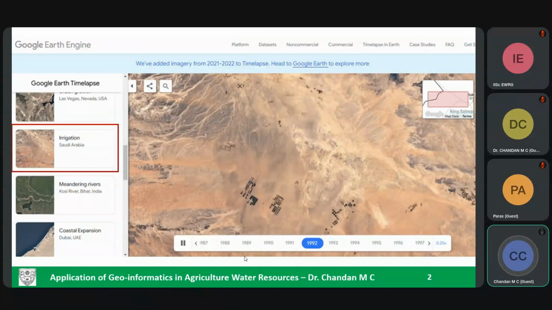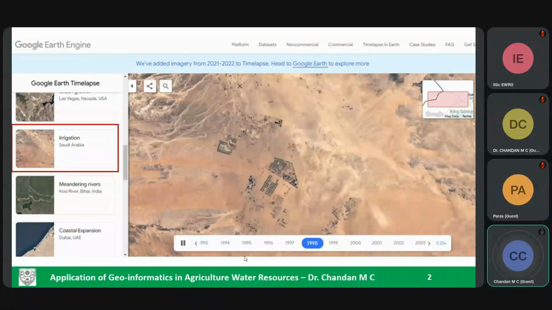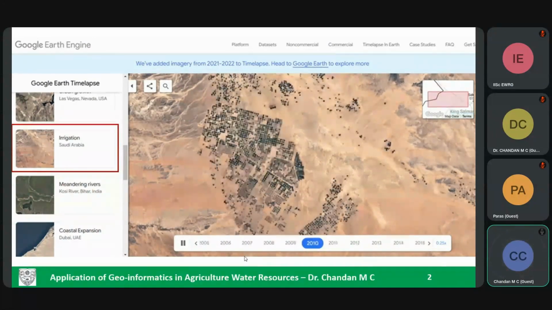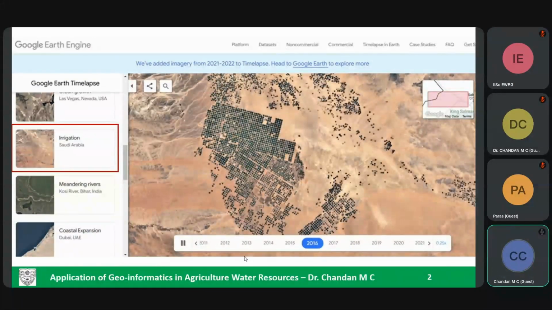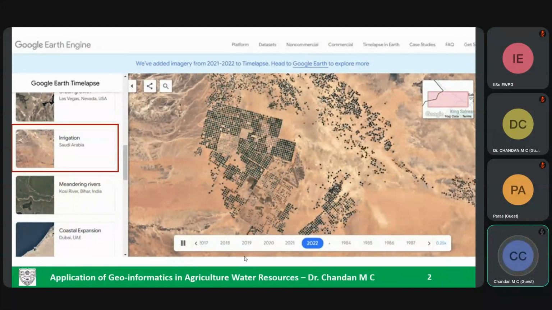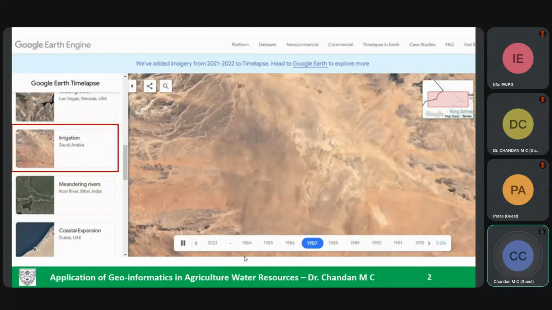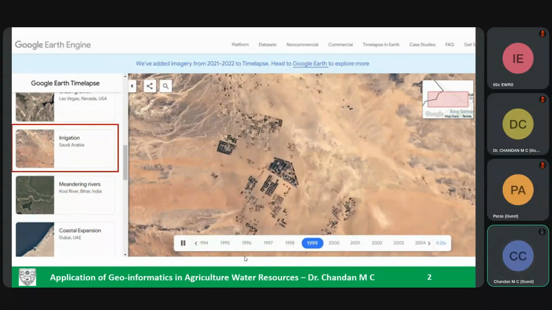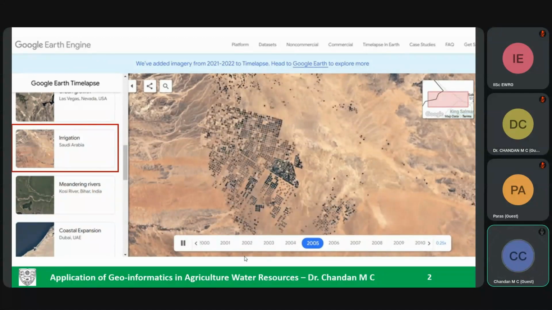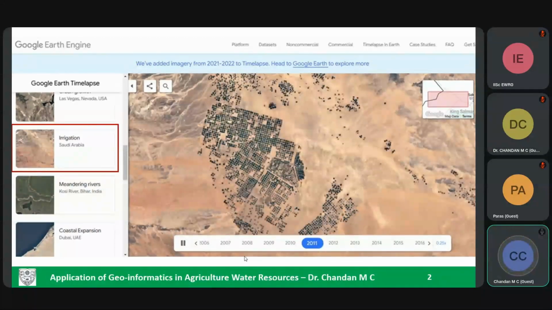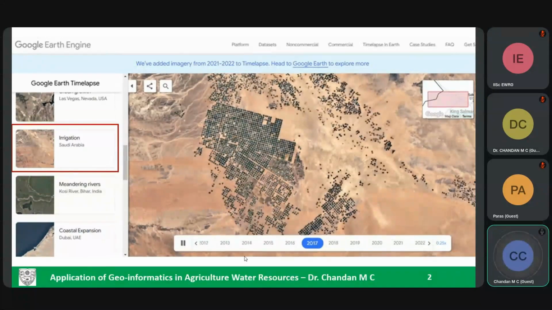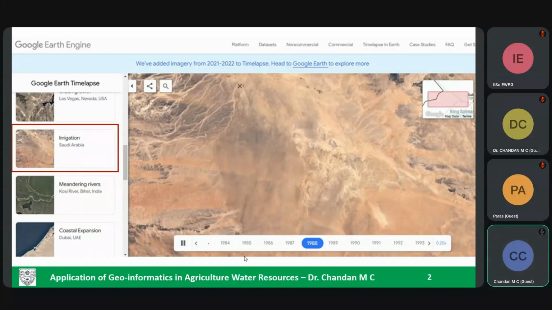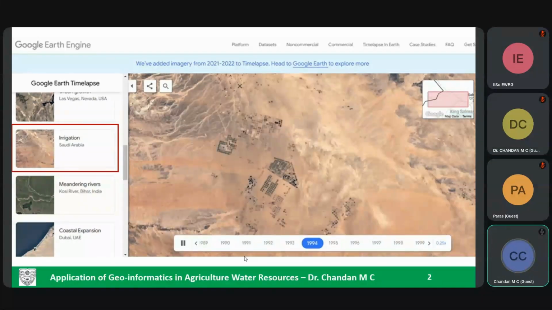To start with, I would just like to present a slide wherein you can see the transition of a place from a desert to agriculture fields. So if this is possible in a place like Saudi Arabia, why not in India? We have such a good amount of natural resources. Why can't we have our own sustainable agriculture practices? That is the question that we need to answer.